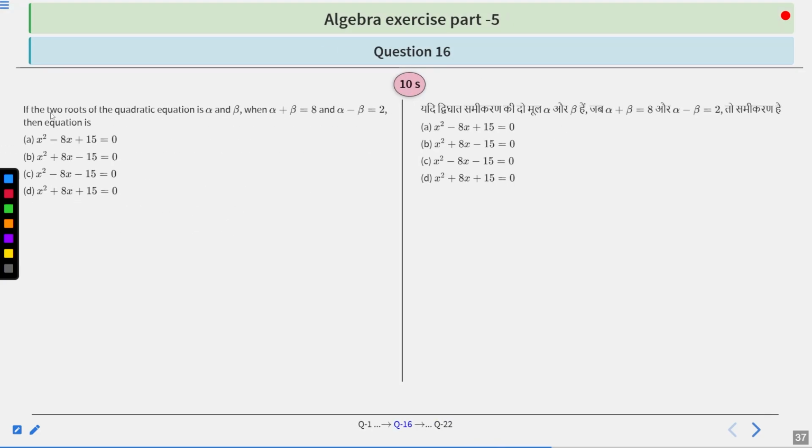Next, if the two roots of the quadratic equation are alpha and beta, where alpha plus beta is equal to 8 and alpha minus beta is equal to 2, then the equation is option A, x square minus 8x plus 15 equal to 0. Option B, x square plus 8x minus 15 equal to 0. Option C, x square minus 8x minus 15 equal to 0. And option D, x square plus 8x plus 15 is equal to 0. These are the options.